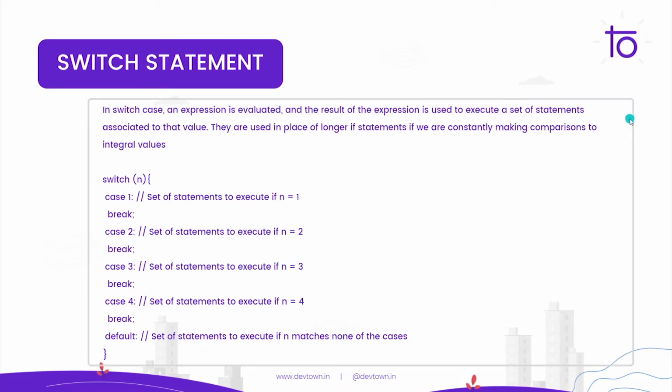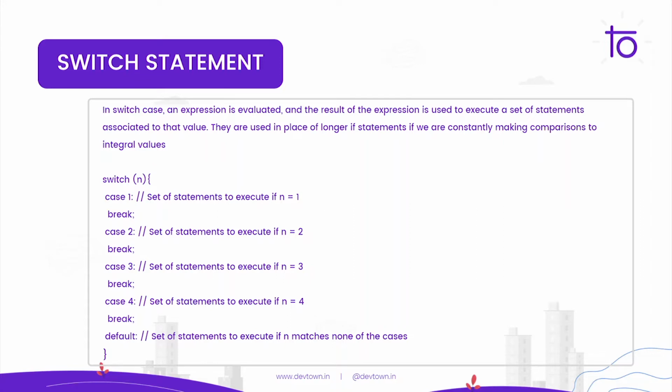Now, switch statement. In switch case, decisions are taken on the basis of an expression which is evaluated. And for each value that expression can lead to, we have different cases which we handle. So the result of the expression is used to execute a set of statements associated to that value. They are used in place of longer if statements if we are constantly making comparisons to integral values.